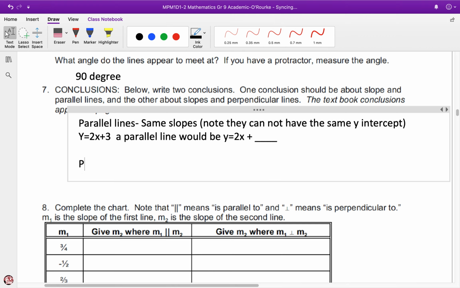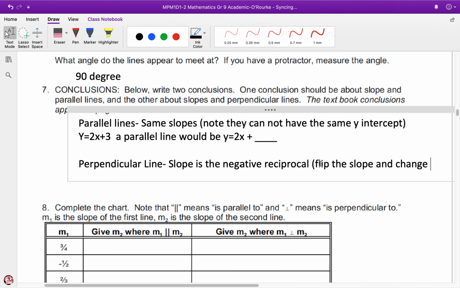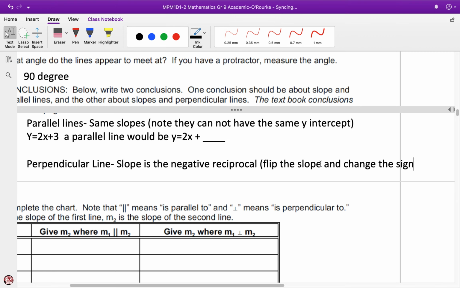Now, for a perpendicular line, the slope is the negative reciprocal. Negative reciprocal. So what does that mean? It means you flip the slope and change the sign. Now for this one, you can have the same y-intercept. It's not going to be the same line.